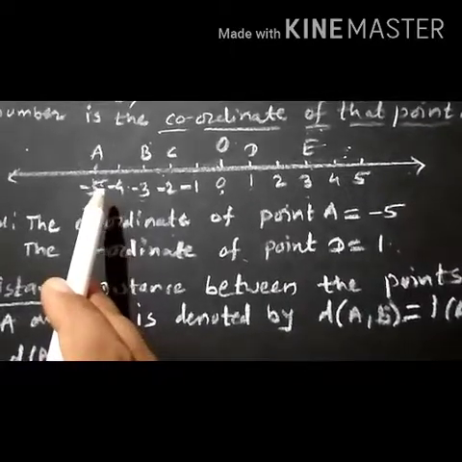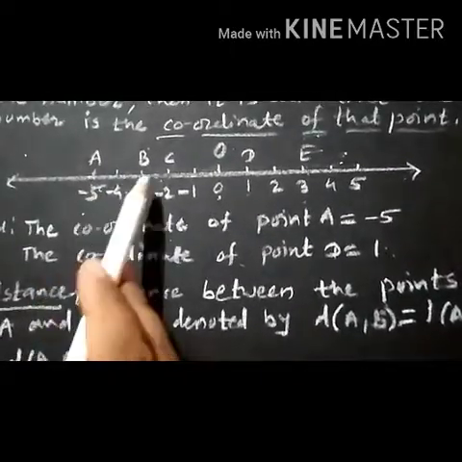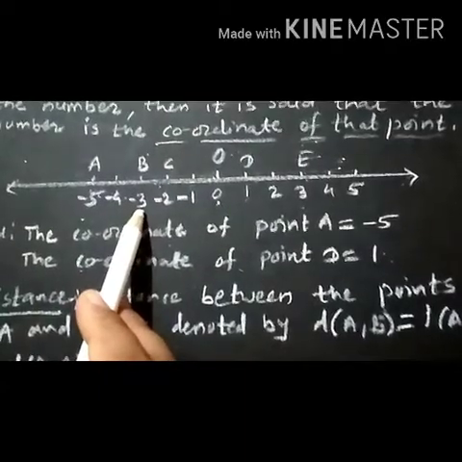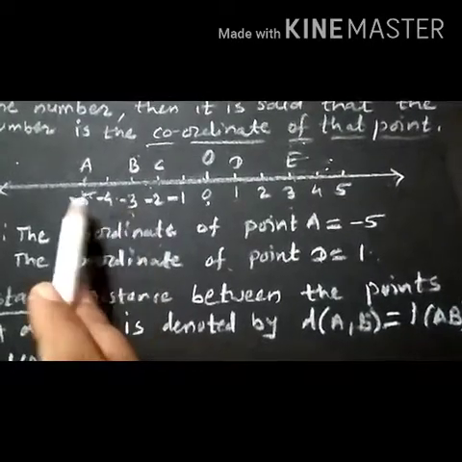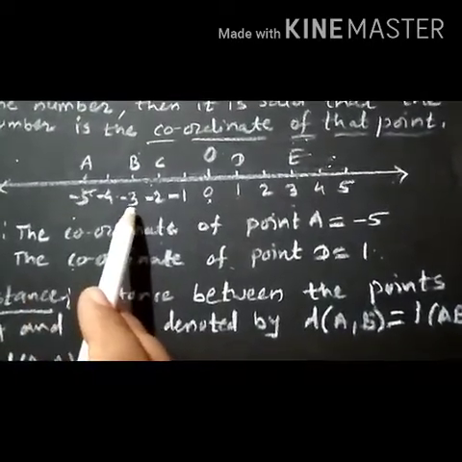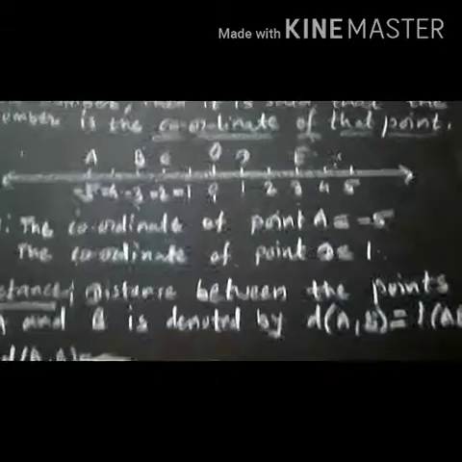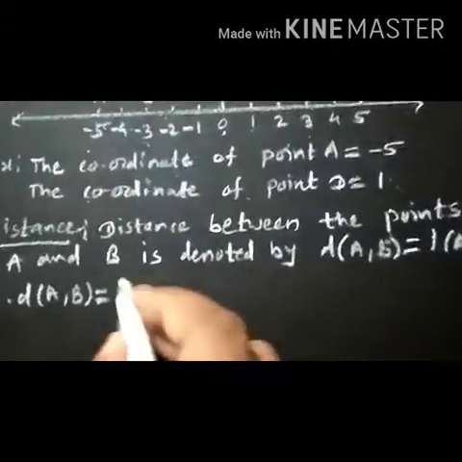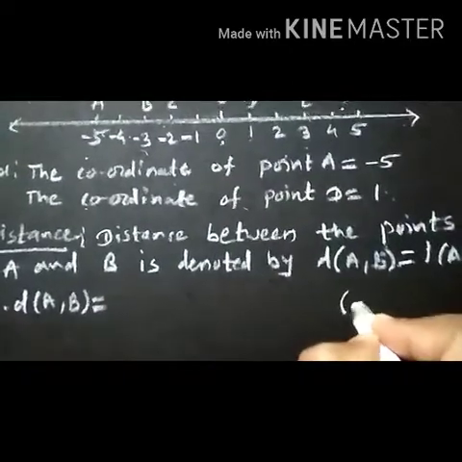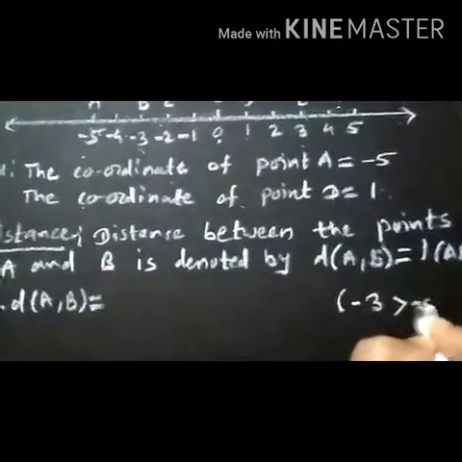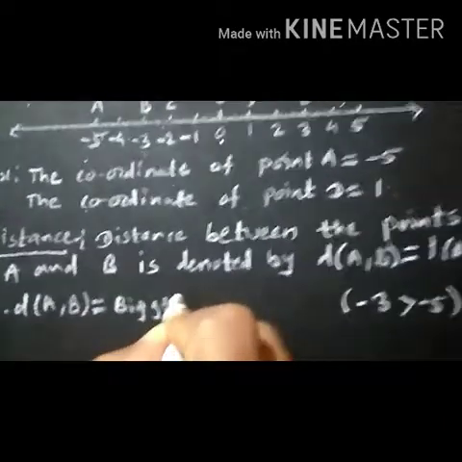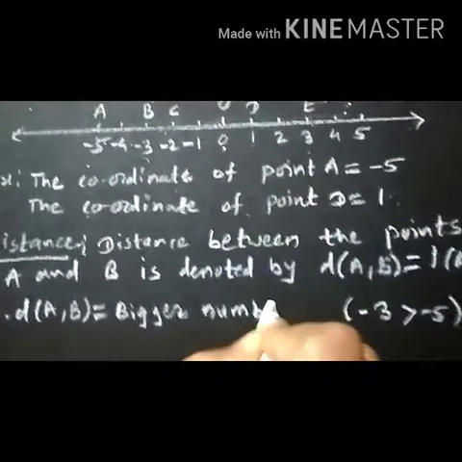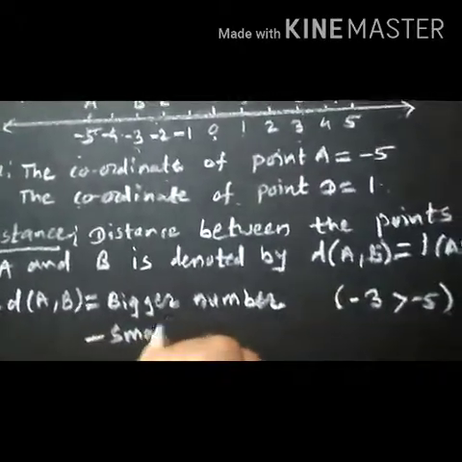Here the coordinate of point A is -5, and the coordinate of point B is -3. So numbers are increasing from left to right. So here -3 is bigger than -5, and therefore we have to take the bigger number minus the smaller number while finding the distance between any two points. So here we can say that -3 is greater than -5. So bigger number minus smaller number.